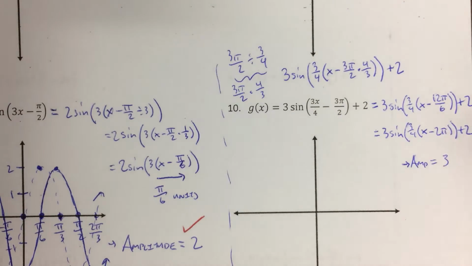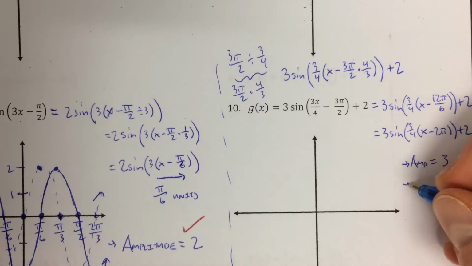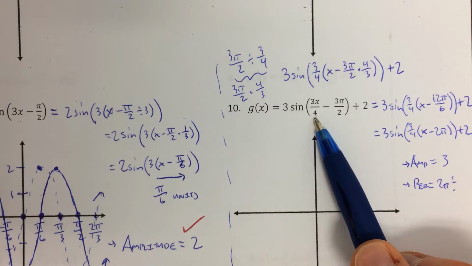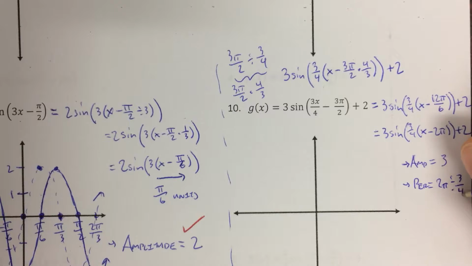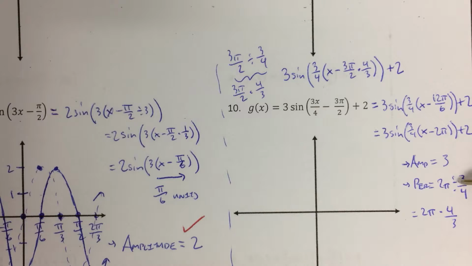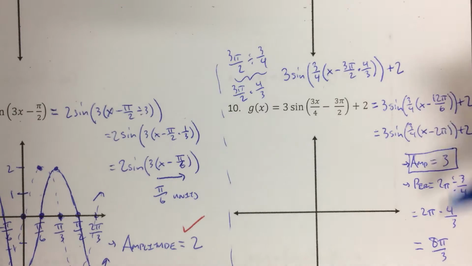Video length, trying to get that down. Our period is going to be 2 pi divided by, x is being multiplied by 3/4, so we're going to divide that by 3/4. But what we're really doing is 2 pi times 4/3, because we have to take the reciprocal and multiply. That's what we did here as well, which will give us 8 pi over 3. So our period is 8 pi over 3. This is what we have so far.